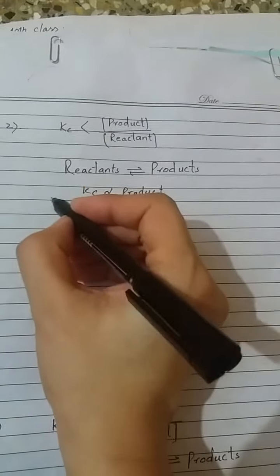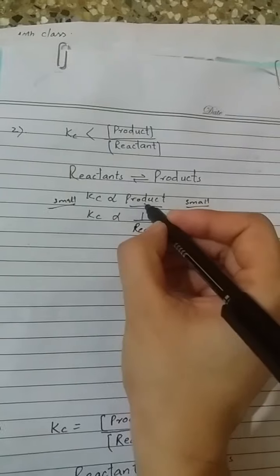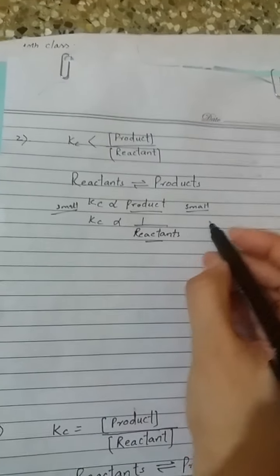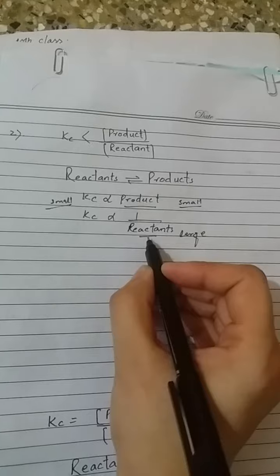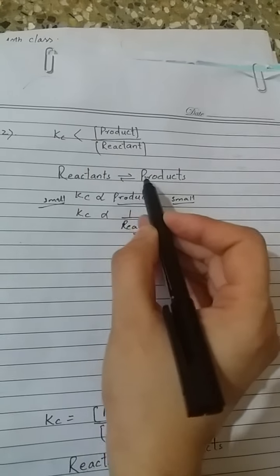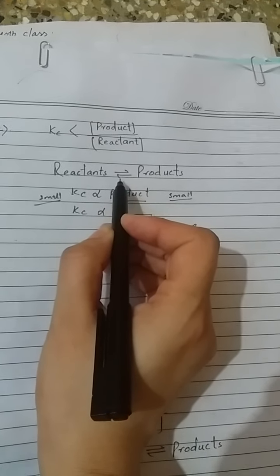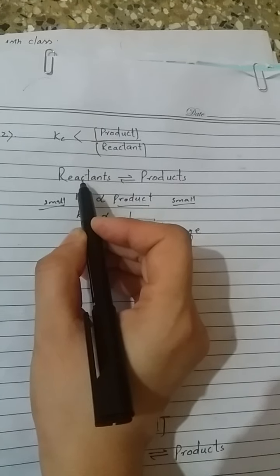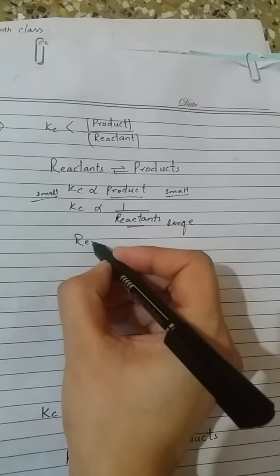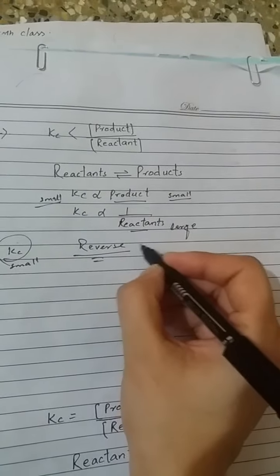So if the Kc value is smaller, then a smaller amount of products are present, and a large amount of reactants are present. Here products react again to form reactants, so the reaction will proceed in the reverse direction, because more reactants are required to attain equilibrium. So when the Kc value is small, the reaction will proceed in the reverse direction.